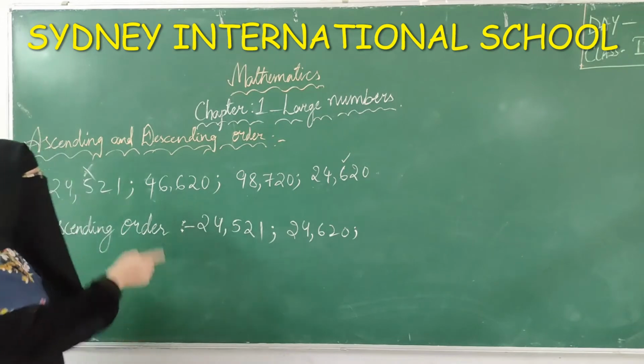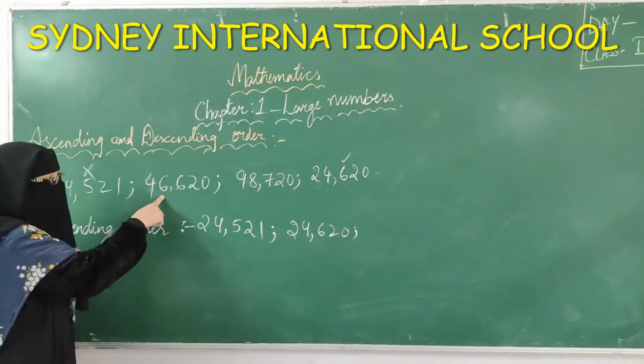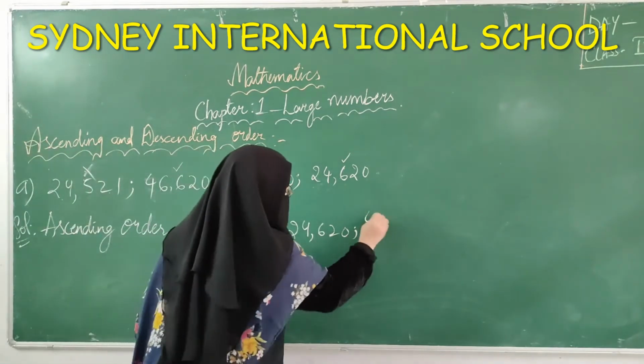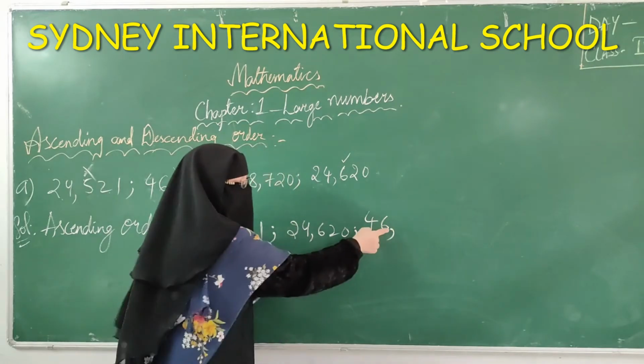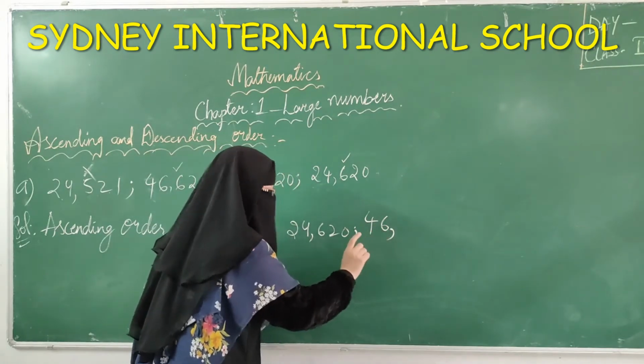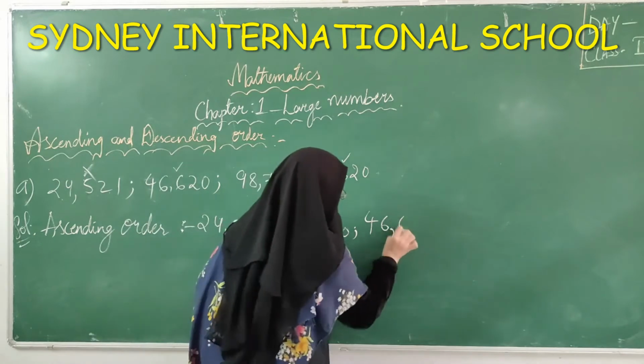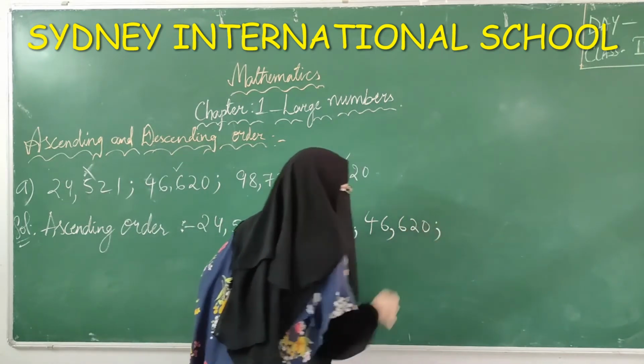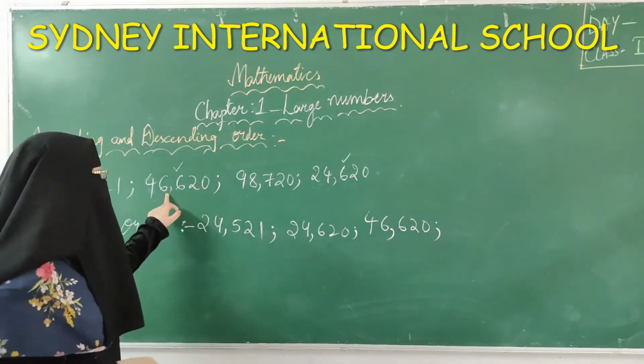What is our next number? These two numbers are completed. This is 46,620, right? Take this, 46,000. I am putting a comma because the 46,000 period is completed. Next we are starting the ones period, 620. I am putting a semicolon because we have completed our number.